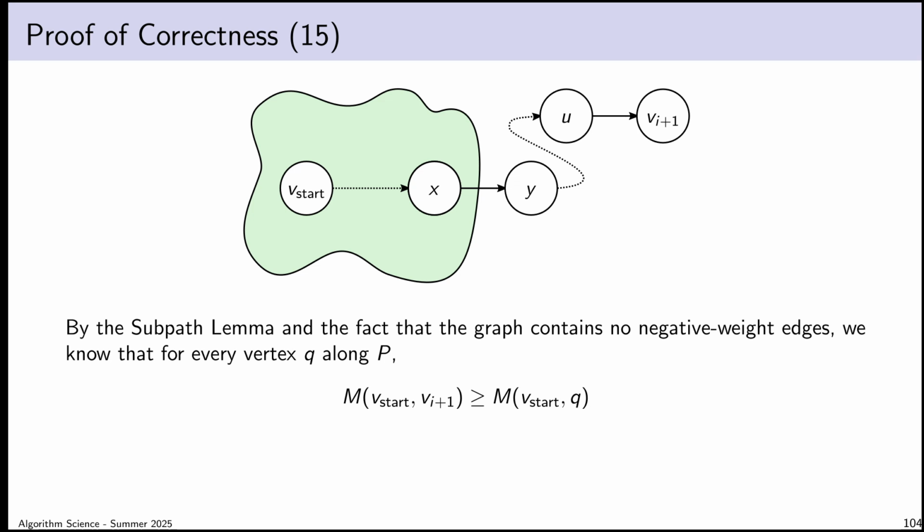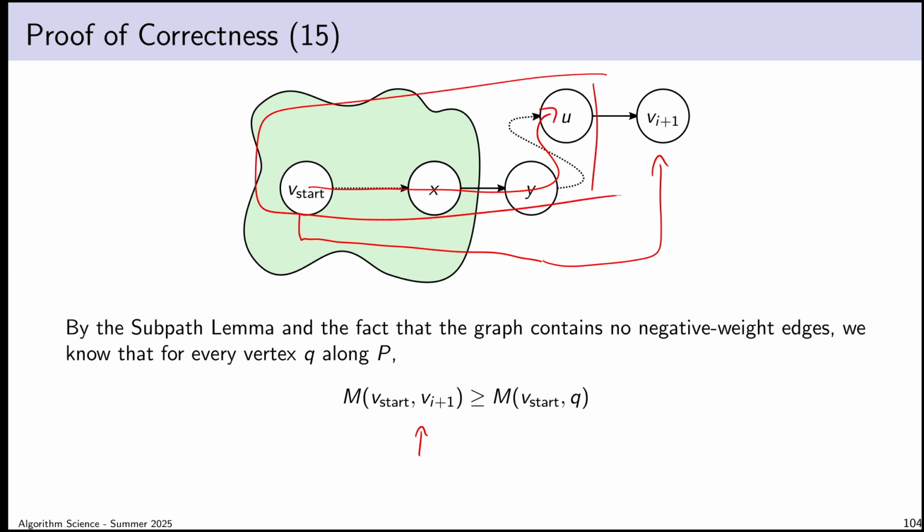Okay, so by the subpath lemma, we know that this path here, the whole path P from v start to vi plus 1, we define that to be a minimum cost path. So the total cost of this path is the actual minimum cost. We know that the graph contains no negative weight edges, so the subpath lemma tells us that the minimum cost of a path to vertex u from vertex v start would have to be at most equal to the minimum cost of the path all the way to vertex vi plus 1, because we know that the part of path P that ends at u is a minimum cost path to vertex u.